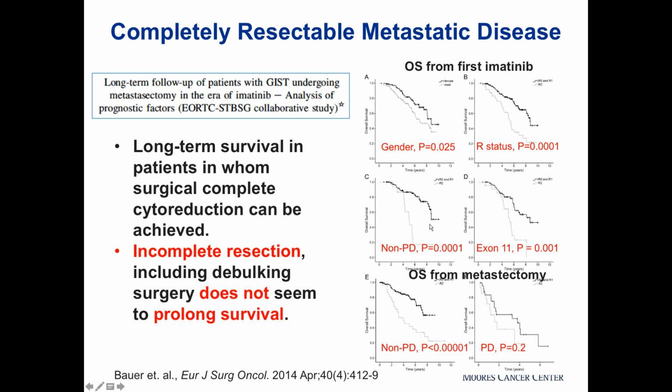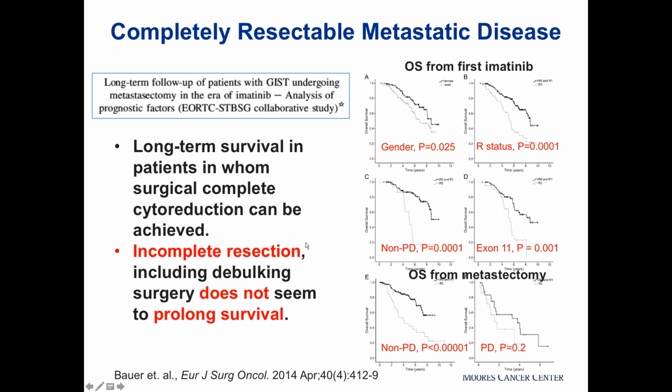Here's some additional data demonstrating a similar concept: if we can completely resect the disease, meaning that we can achieve either microscopically positive margins or negative margins, versus leaving disease behind, which is R2, patients do better than if we leave gross disease behind. If patients have progressive disease, they do worse than if they have non-progressive disease, meaning if their tumors are responding to therapy, they do better than if they're not.